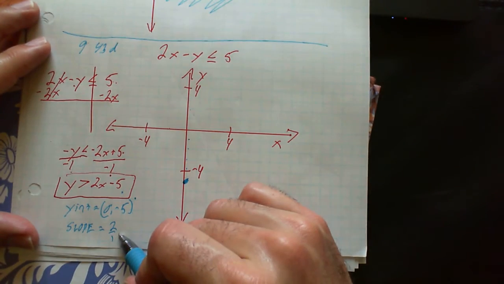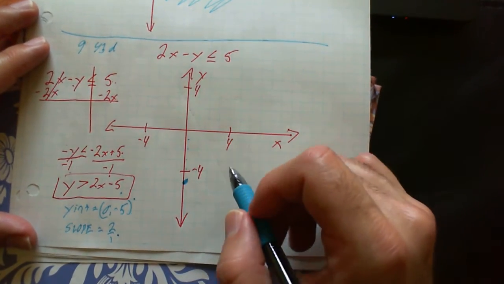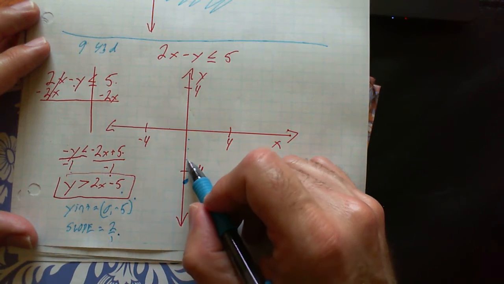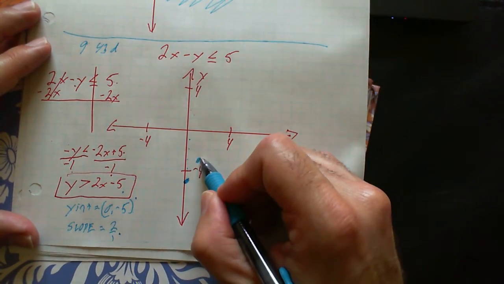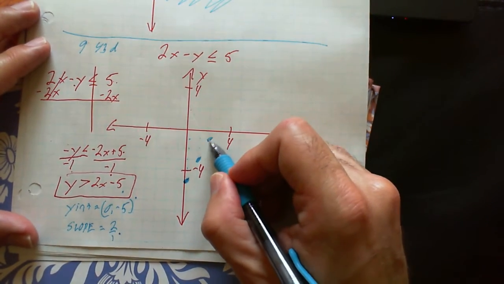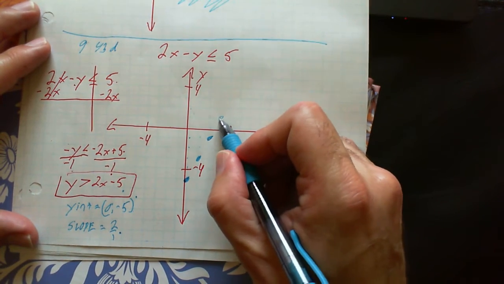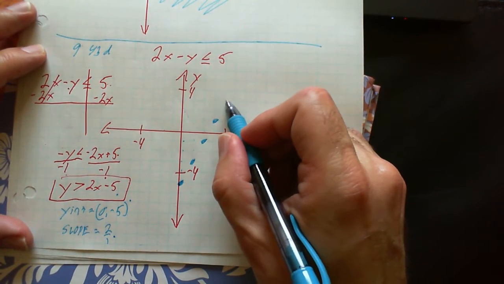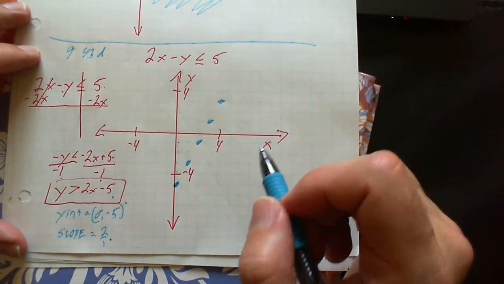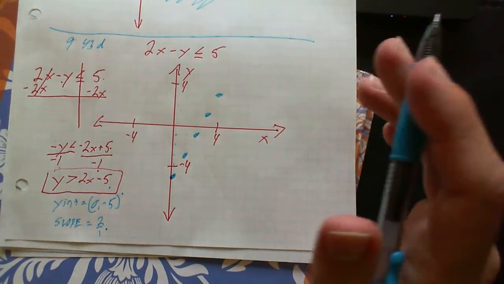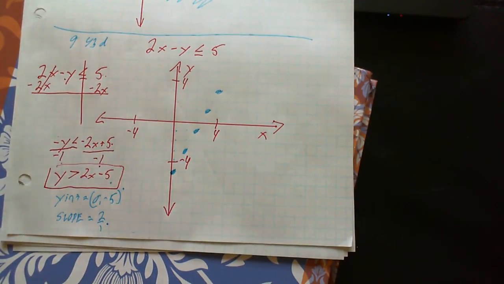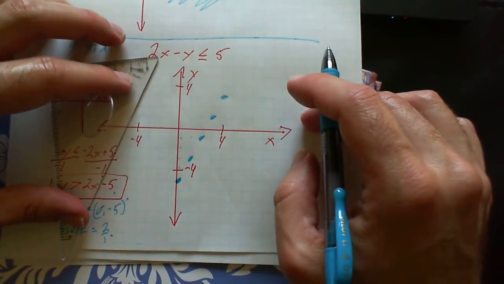My slope is 2 over 1. That means I'm going to go up because it's positive. I go up 2 over 1, up 2 over 1, up 2 over 1, up 2 over 1. You know, I only need 2 points to make a line, but I did 5 there. That's fine.